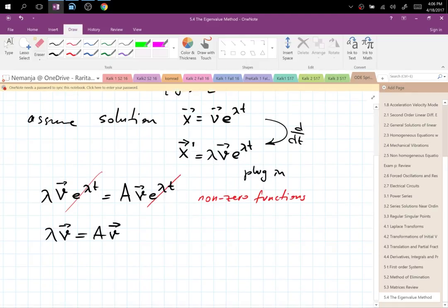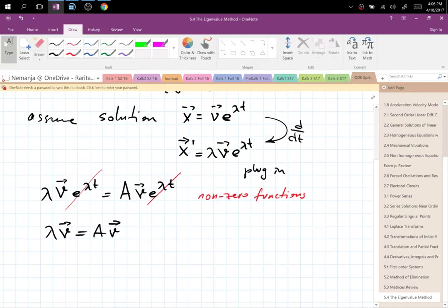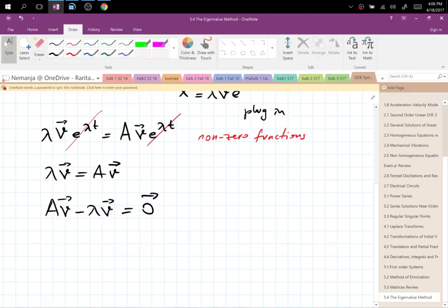And what you can do is bring everything to the same side and then do some factoring. So you bring Av minus lambda v equals the 0 matrix, and then you can factor out v, and now there is a trick over here. You have to multiply by I. So I will explain that.